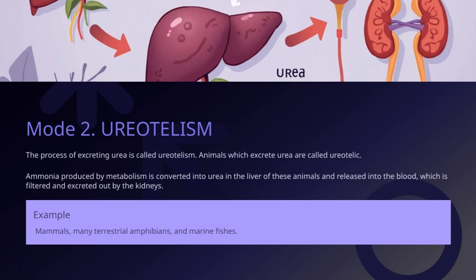This entire process of converting ammonia into urea and excreting it is called ureotelism. Animals that excrete urea are known as ureotelic animals. This method is especially advantageous for terrestrial animals because urea is less toxic than ammonia and can be safely stored temporarily in the body before excretion, making it an efficient way to manage nitrogen waste in different environments. So, in the context of our overall discussion on excretion strategies, ureotelism is a key adaptation that balances toxicity, water conservation, and the needs of terrestrial and marine life.